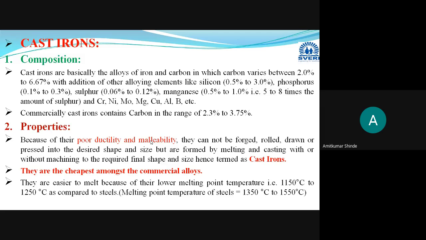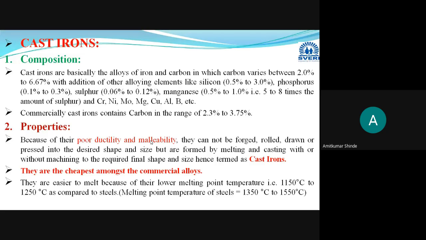Then, what is the composition of the cast iron? What are the general properties or characteristics of the cast iron? And after that, we are going to discuss how the classification of this cast iron is done on different bases, and we are going to discuss each type in detail after that. So first we will start with what is the meaning of the cast iron.